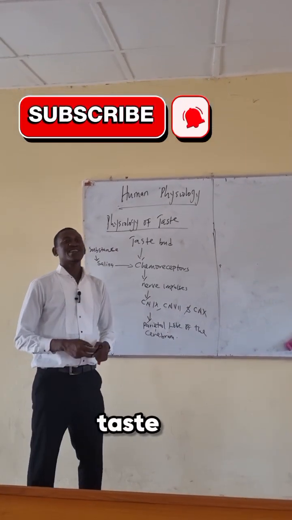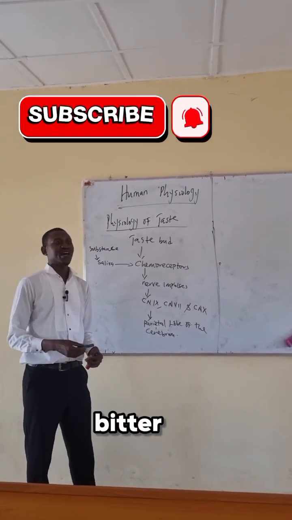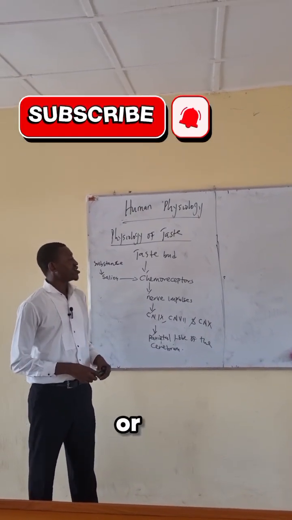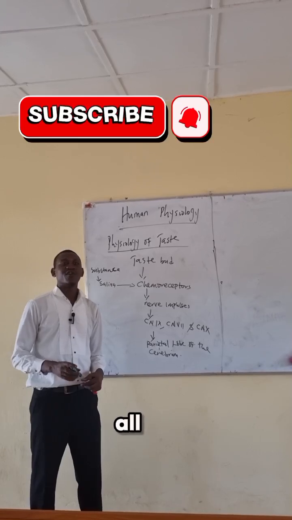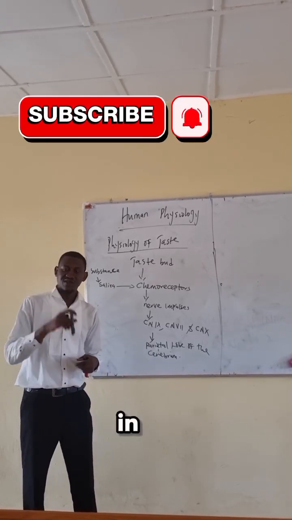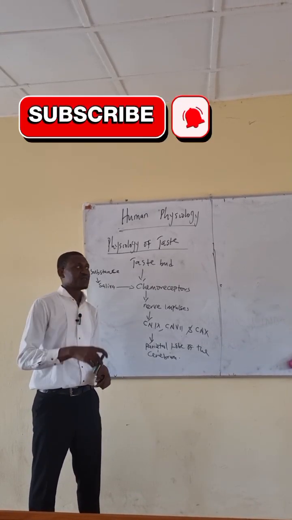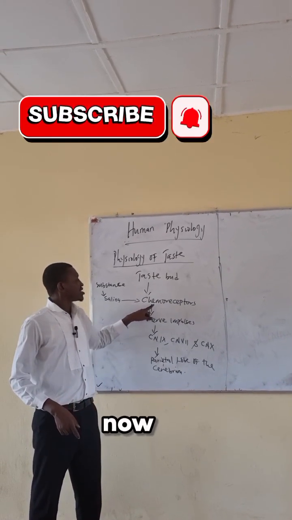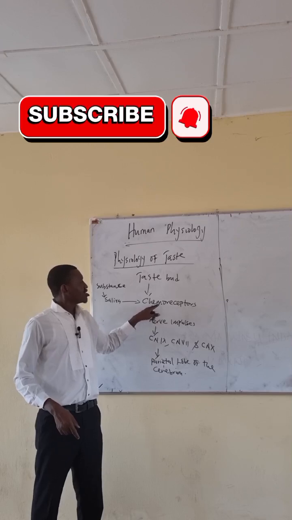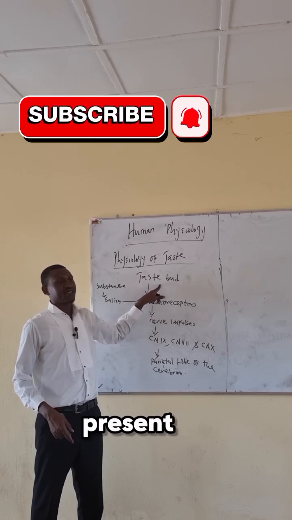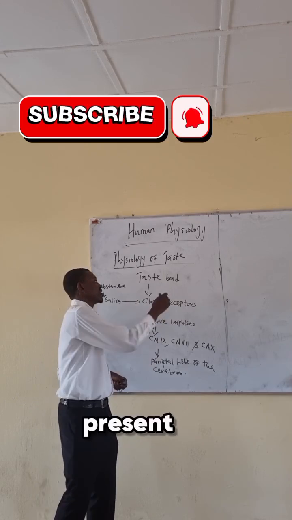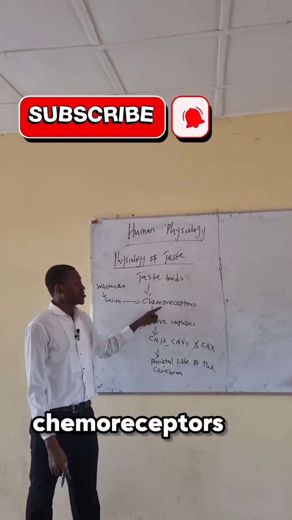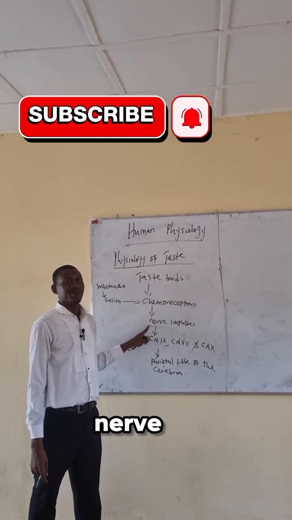So you can't taste anything, you can't know if something is sweet, bitter, salty, or sour, without first of all putting it in your mouth. When you put it in your mouth, the substance will dissolve in the saliva. When it dissolves in the saliva, it will stimulate chemoreceptors present in the taste buds. When chemoreceptors are stimulated, nerve impulses are produced.